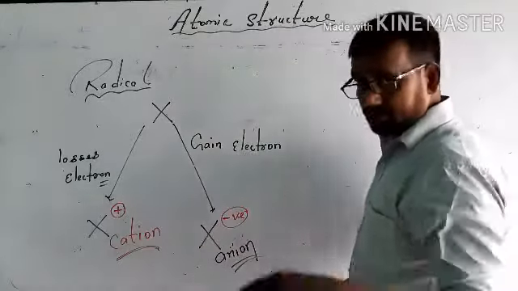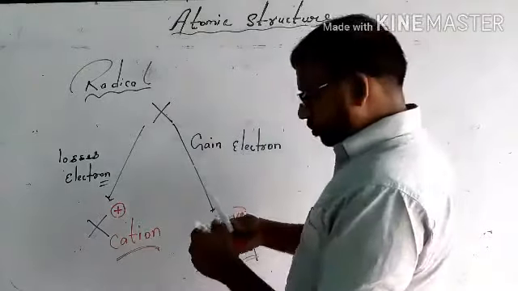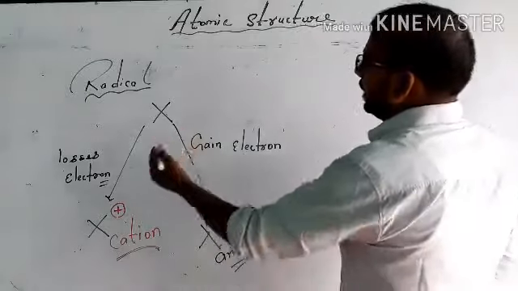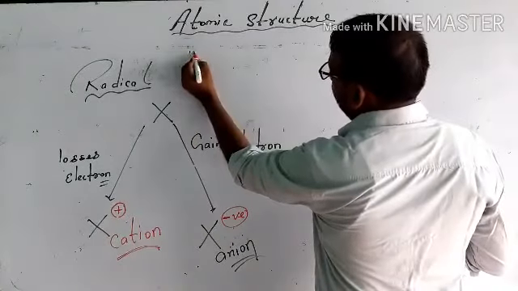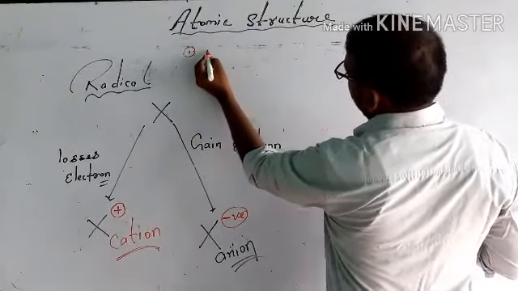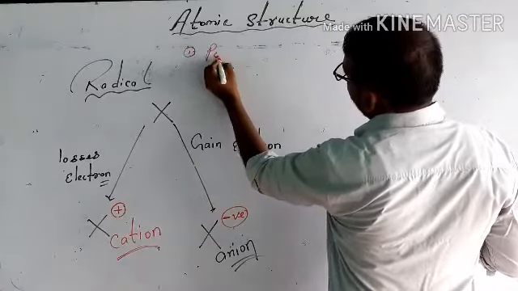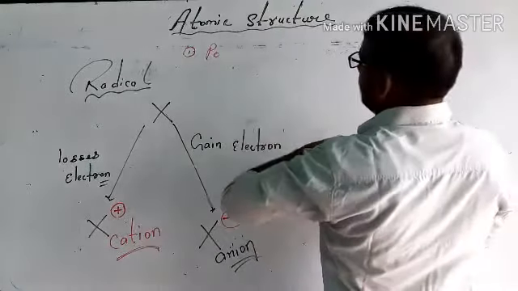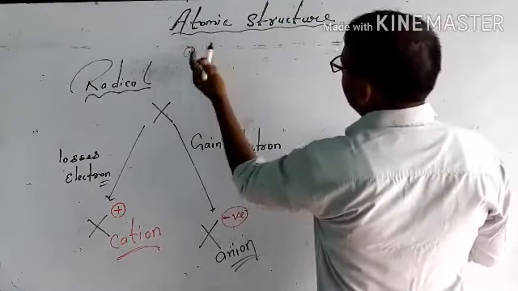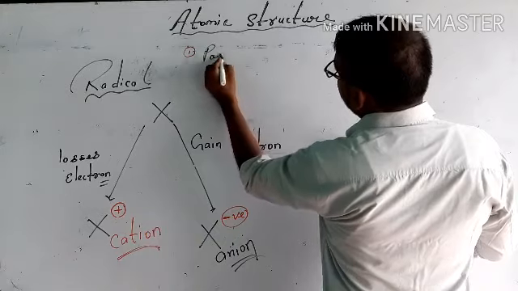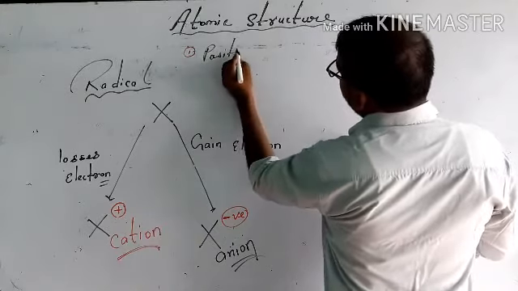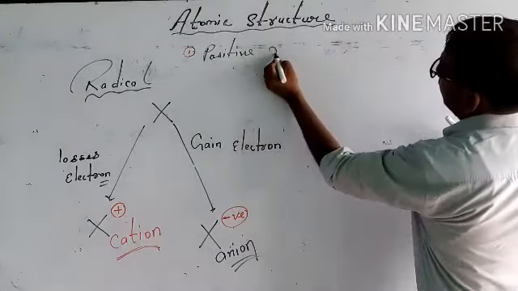Now, in your book, what is given? Radical, there are two types. The first one is positive radical.